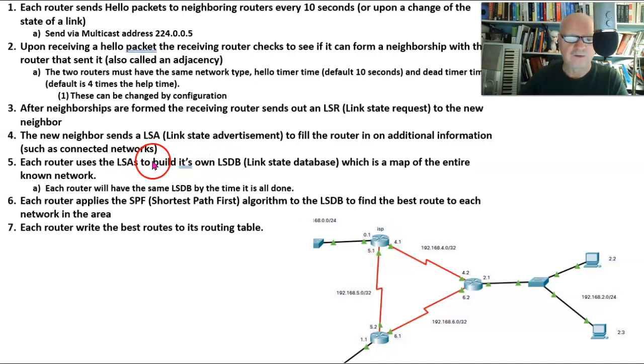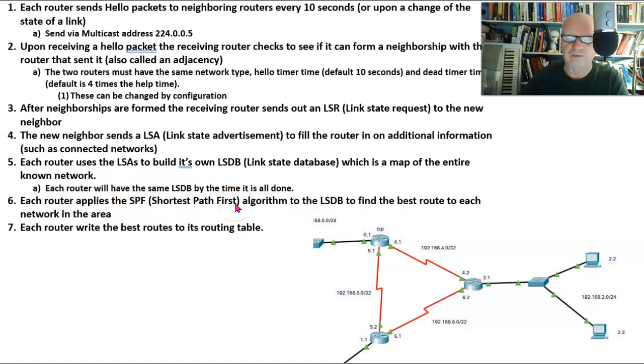database. The link state database is a map of the entire network. So every router now knows how this entire network is put together. It knows all of the links here, what the speeds are of those links, what networks are connected to what routers, and so on.